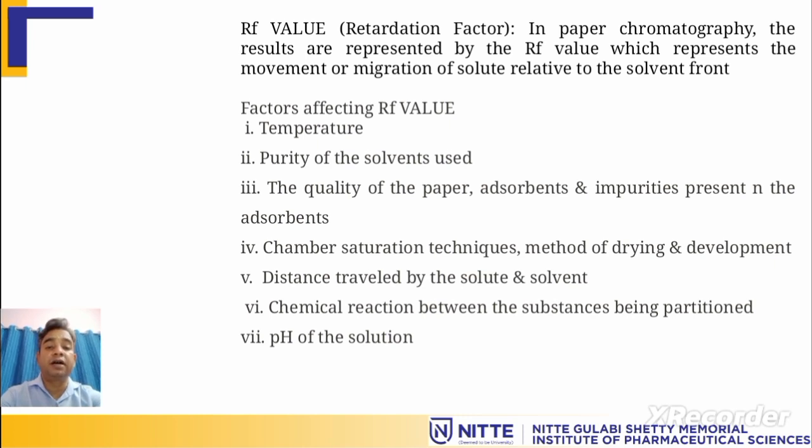Not only the purity of a sample plays a vital role or matches up with the sample. Apart from that, the RF value is affected by all this. So make sure that when you are taking a study, all this is considered, right? Temperature, purity of the sample, quality of paper, chamber saturation, distance by the solute and solvent, chemical reaction, and pH of the solution all play a vital role for the RF value. Apart from this, we have the RM value, which finds out the analogous series of a compound, and tells you that it is a homologous series of a compound, or it belongs to the same family.